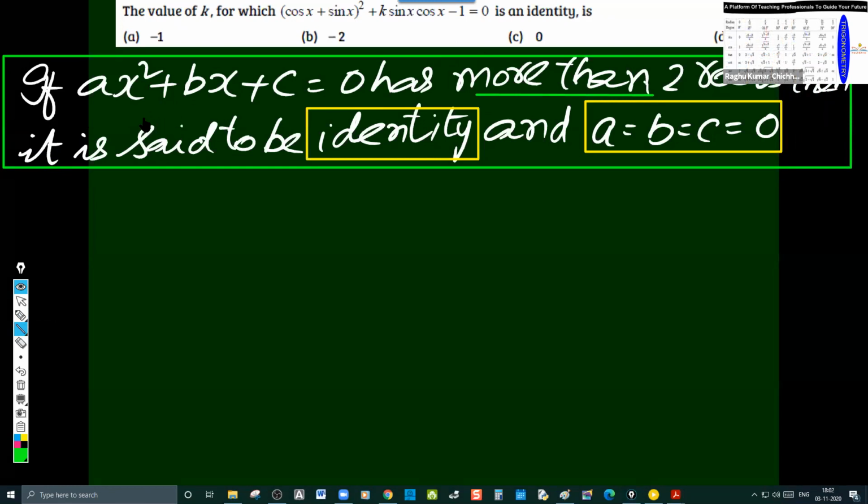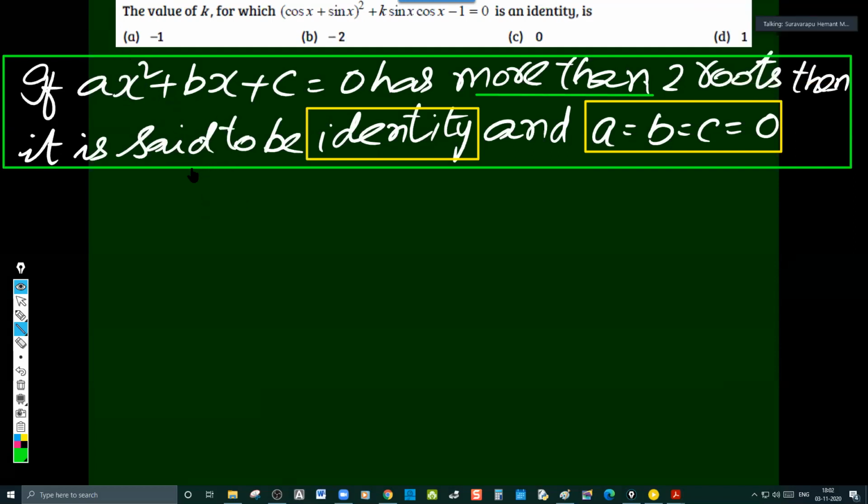Not possible for a quadratic equation. But if it has more than 2 roots, then it is inevitable that it is independent of x, and that is possible only when A = B = C = 0, and it is said to be identity. Remember that. You may be thinking, sir, is it only for a quadratic equation? No. Whether it is a cubic equation or a biquadratic equation or any nth degree polynomial. How many roots will a cubic equation have? Maximum of 3. That's good. You corrected it. I'm happy.